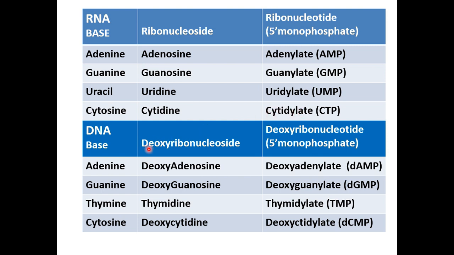Now coming to the deoxy or the DNA bases. For DNA bases, you have to remember three things. One is that in the RNA, it was ribo. Here it is known as deoxyribonucleoside. So the namings will be deoxyadenosine, deoxyguanosine. And when you see the nucleotide, it will be deoxyadenylate and deoxyguanylate.